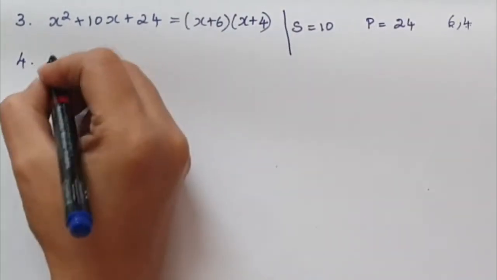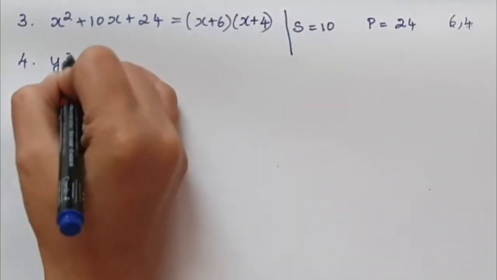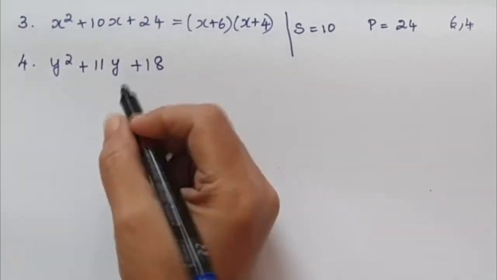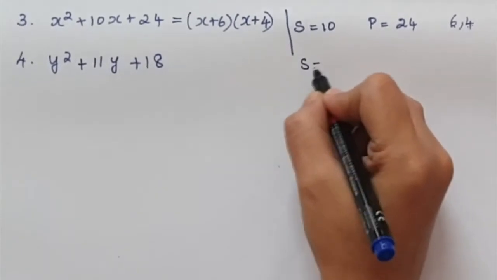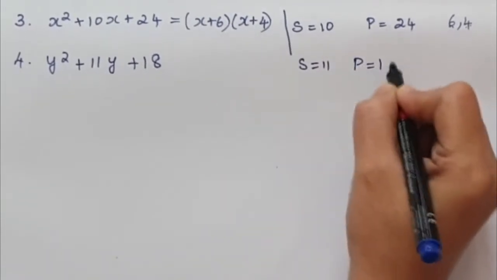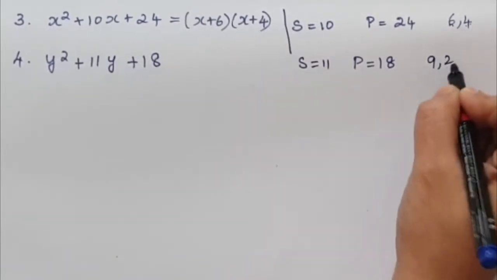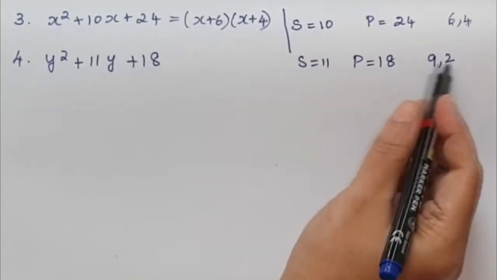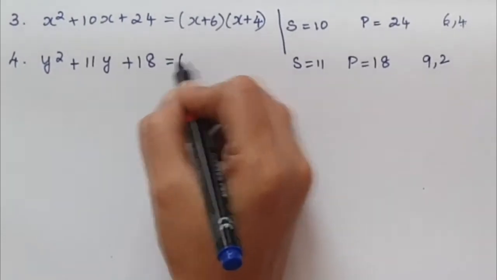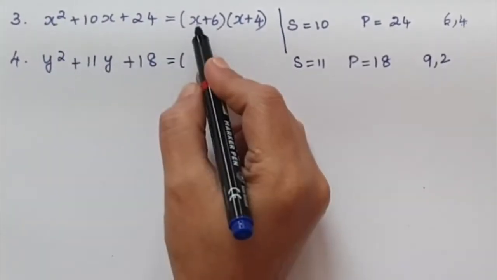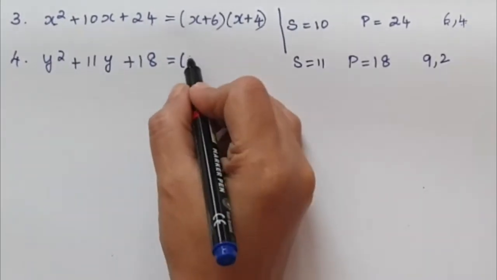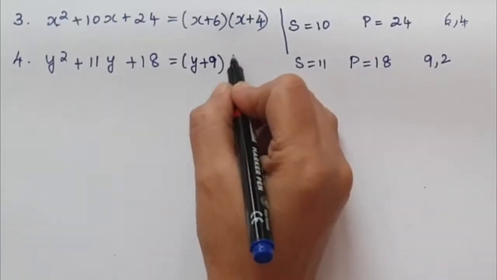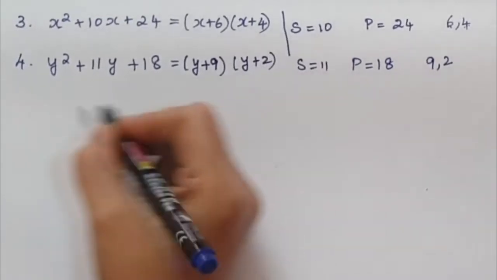Now the fourth question, y squared plus 11y plus 18. Now the sum has to be 11 and the product has to be 18. So 9 and 2. 9 2s are 18, 9 plus 2 is 11. So we'll be using these 9 and 2 and write it. So it will be, since it's a y, previously it was an x, so you wrote x. Here it is a y, so we write it as y plus 9 and y plus 2.